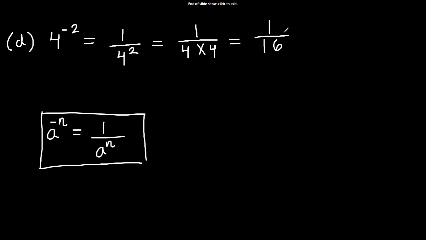1/16. So what if you just had 16 instead of the 1 over 16? No, that's not correct. 16 is 4 squared, which is 4 times 4. But it's different because it's not 4 times 4, it's 4 to the power of negative 2. That's why it's going to be 1 over 16. So that's very important.